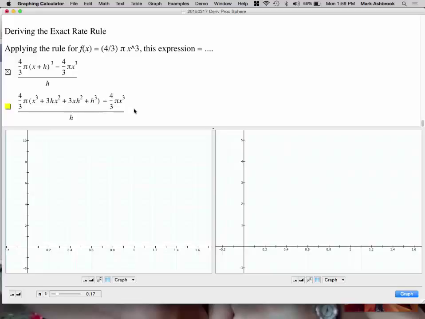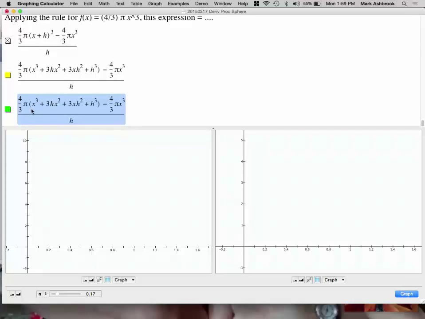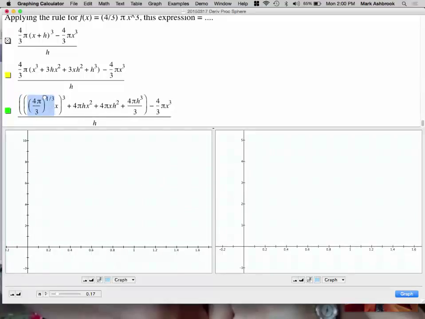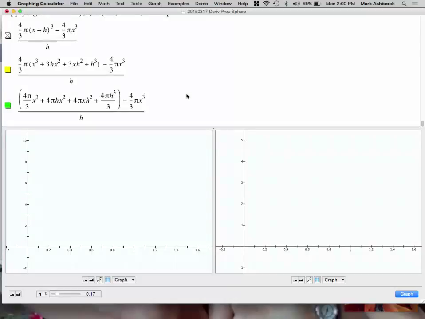Okay, here. Now I'm going to take that, copy, paste. Now I'm going to highlight the 4/3 pi, and the hand pops up. I'm going to take it and move it inside. And it should have multiplied by all, there we go. So move it inside, it just distributed the 4/3 pi to all those terms inside the parentheses. Isn't this fun?